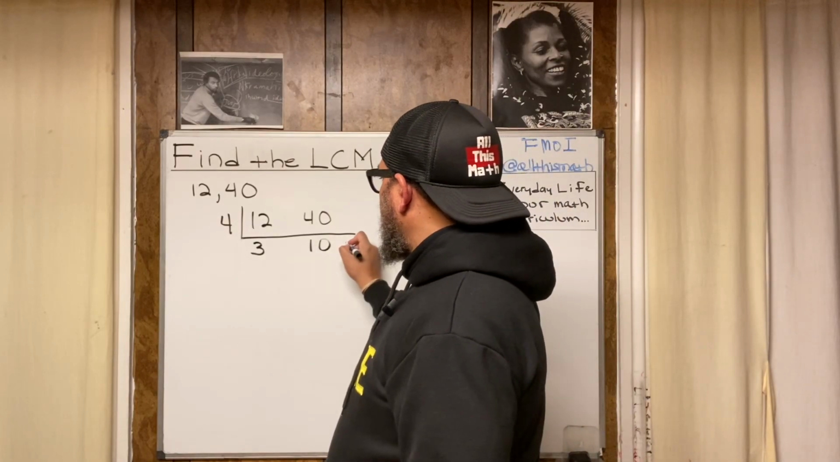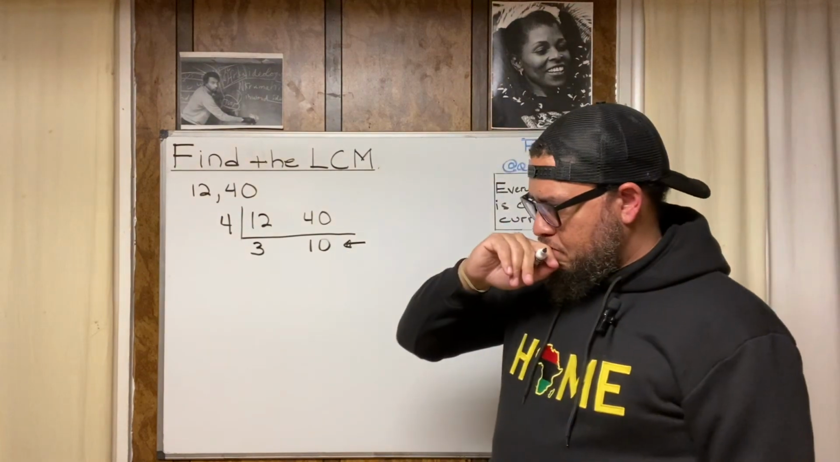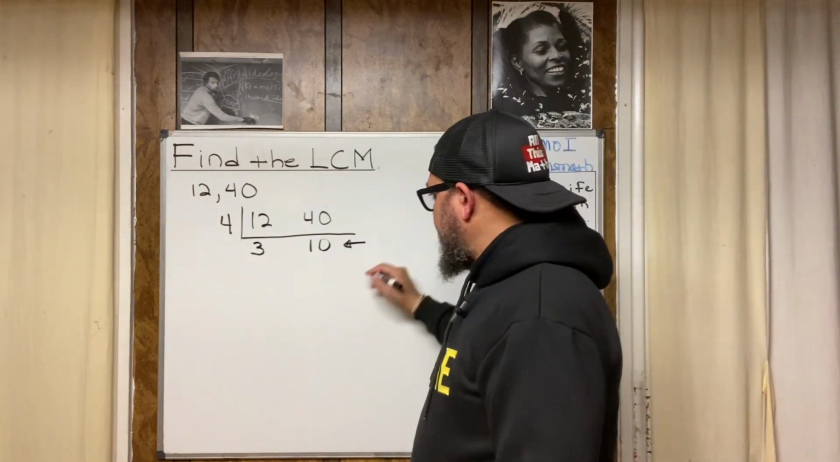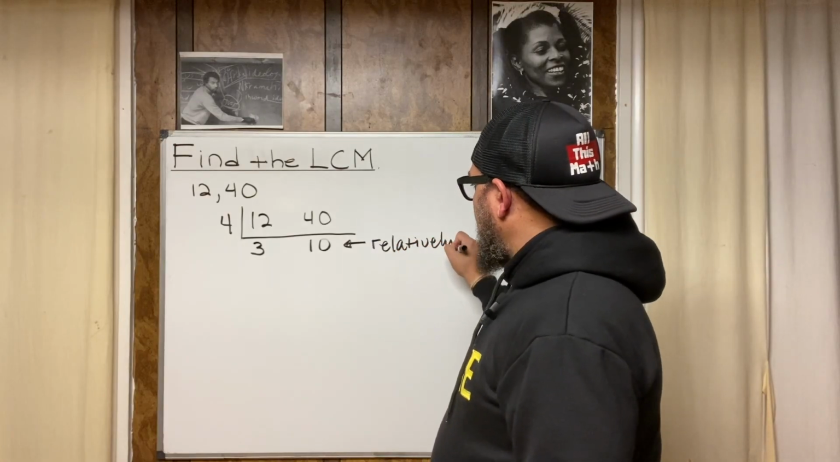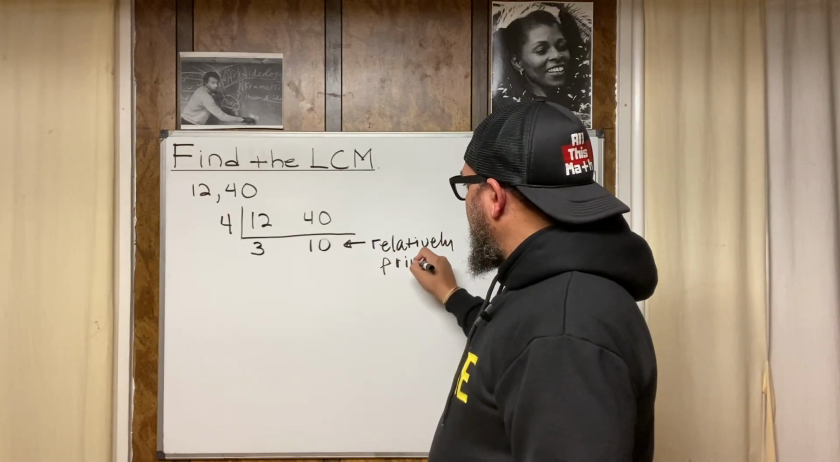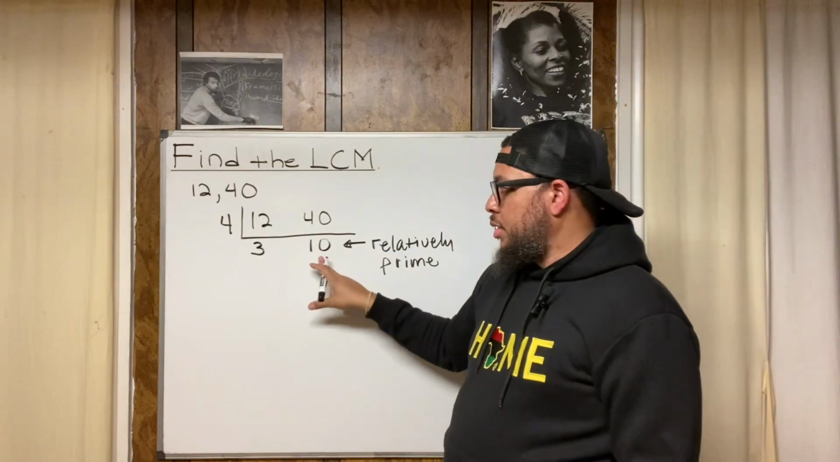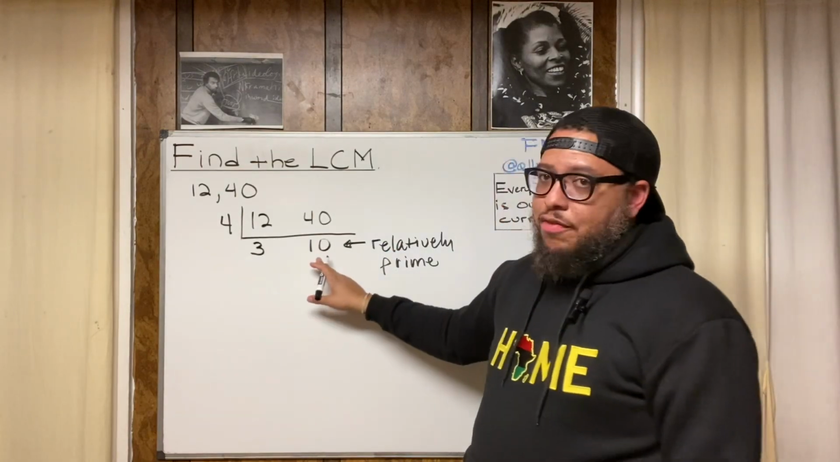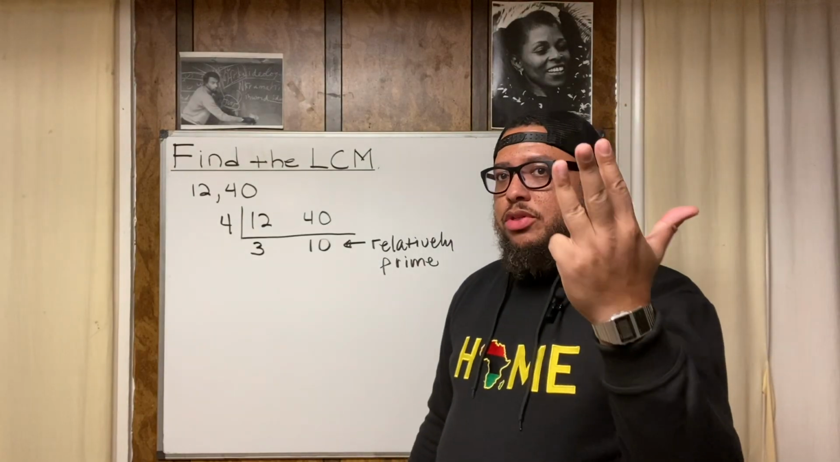Because these two numbers have a term for the relationship between the 3 and the 10. We call them relatively prime compared to each other. Now, 10 is not a prime number. 3 is a prime number. 10 is definitely not a prime number because 10 has 4 factors: 10, 1, 5, and 2.